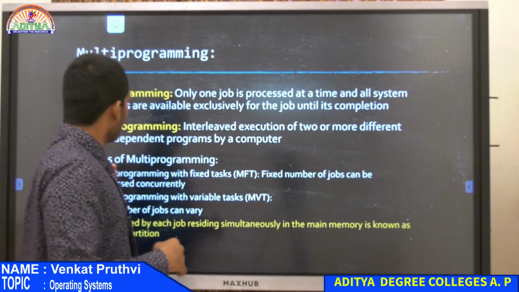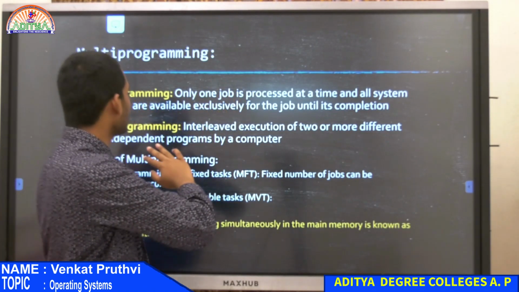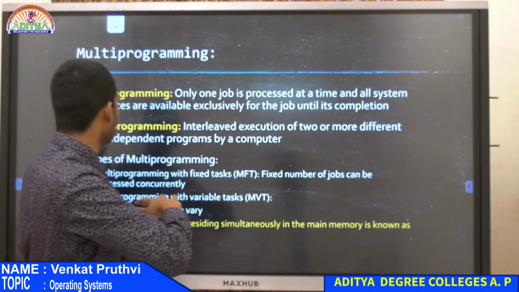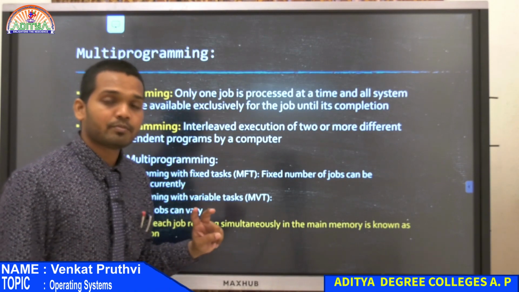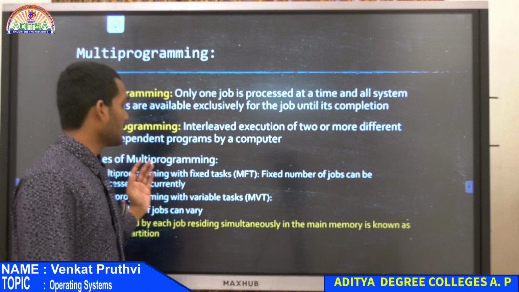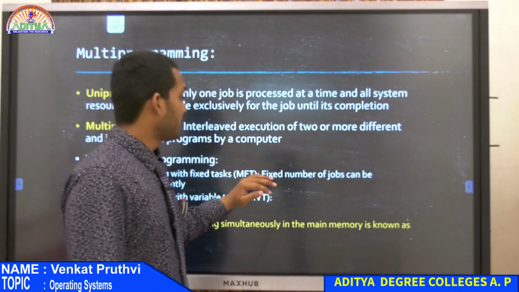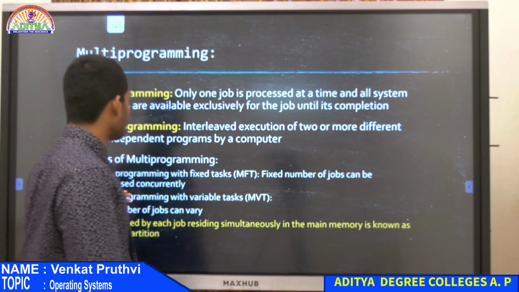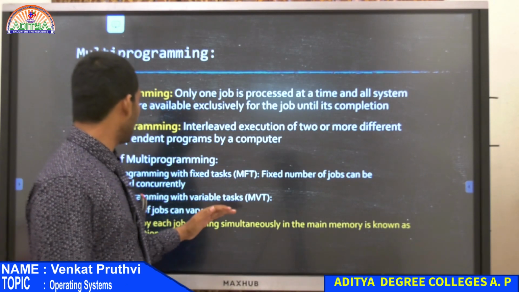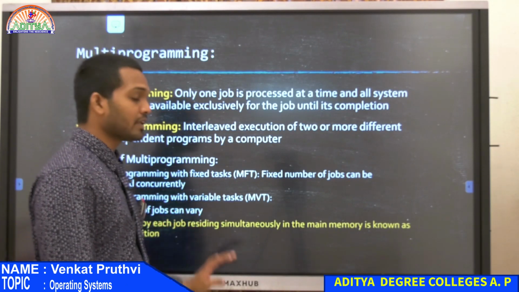So you understood what multiprogramming is and what uniprogramming is. Now we will try to see the different types of multiprogramming we have. We have 2 types of multiprogramming. The first one is multiprogramming with fixed tasks. A fixed number of jobs can be processed concurrently. Okay. And the second one is multiprogramming with variable tasks. The number of jobs can vary.